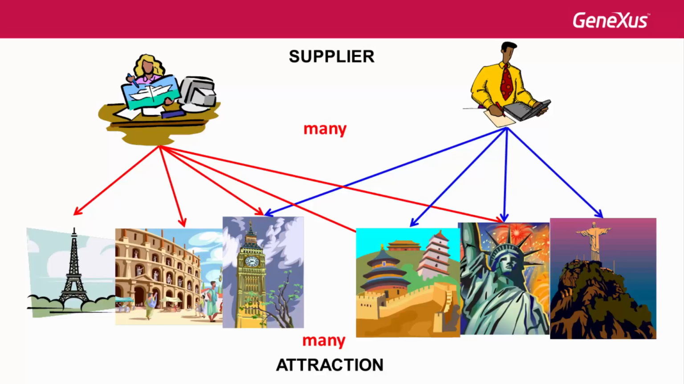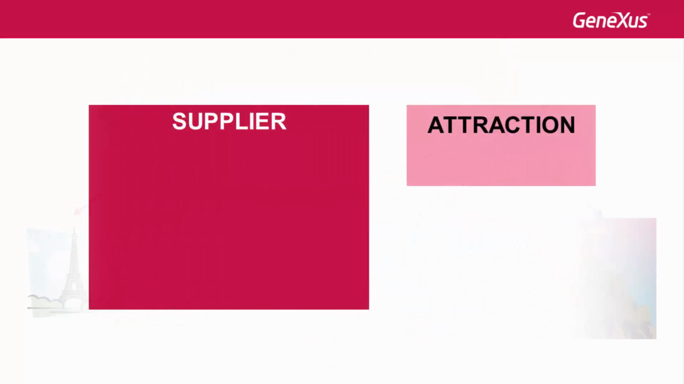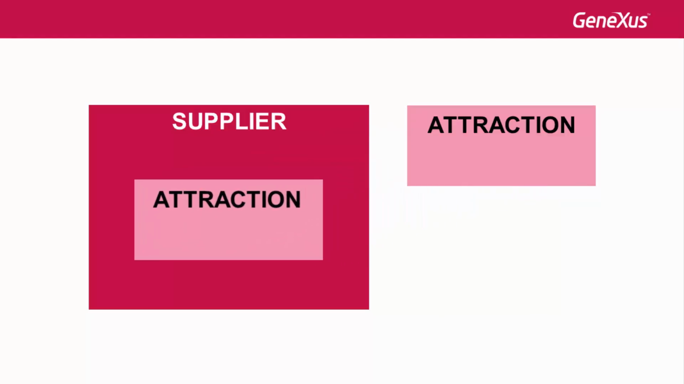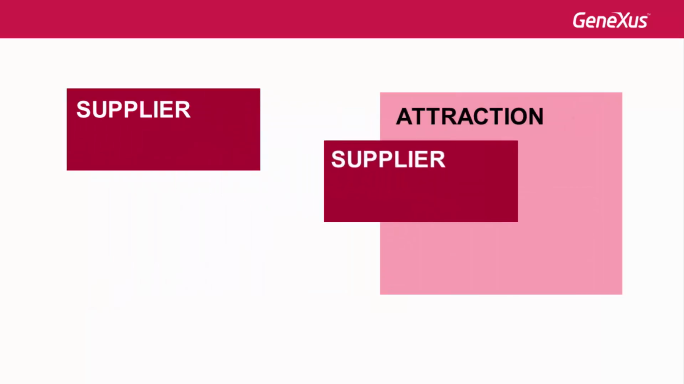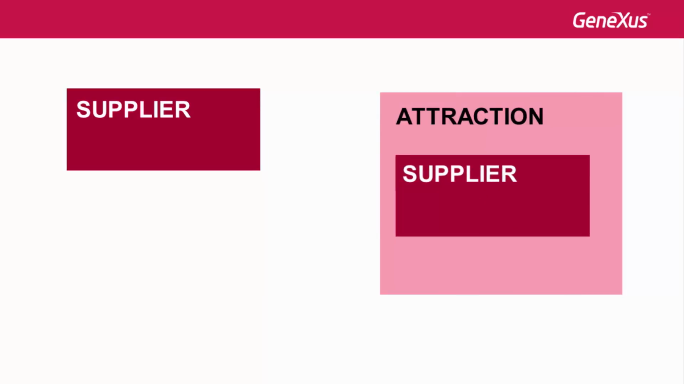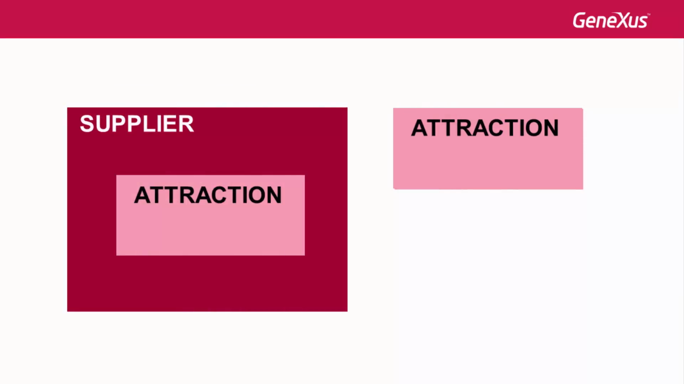How do we represent this in GeneXus? The answer is by using two transactions, one for each entity. In addition, one of them is added as the second level of the other. This is done by taking into account the way in which data will be entered. For each supplier, all its tourist attractions will be entered, or for each attraction, all its suppliers will be entered. In this case, the agency has asked that users enter all the attractions of each supplier.